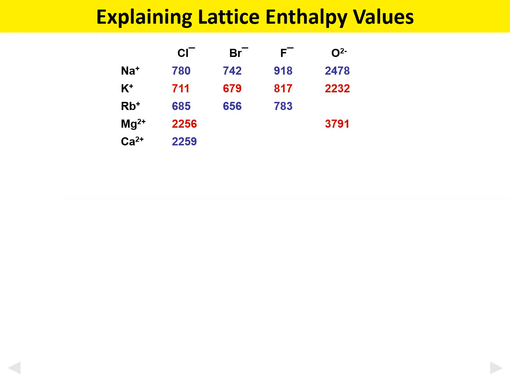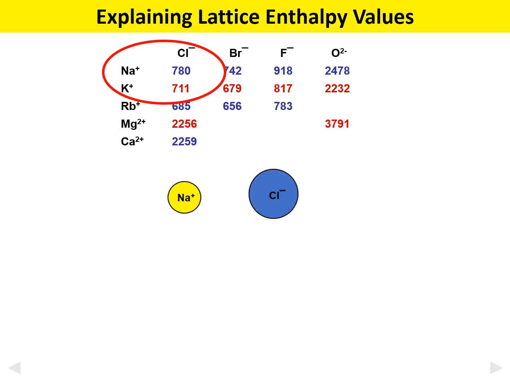Let's try and explain lattice enthalpy values. Lattice enthalpy values are always positive because lattice enthalpy is an endothermic process. If we look at sodium chloride and potassium chloride, we can see sodium chloride has a more positive, a more endothermic lattice enthalpy value than potassium chloride. The only difference between sodium chloride and potassium chloride is the size of the metal ion. The lattice enthalpy depends on the charge on the ions and the size of the ions. So in this case, the charge on the ions is the same.